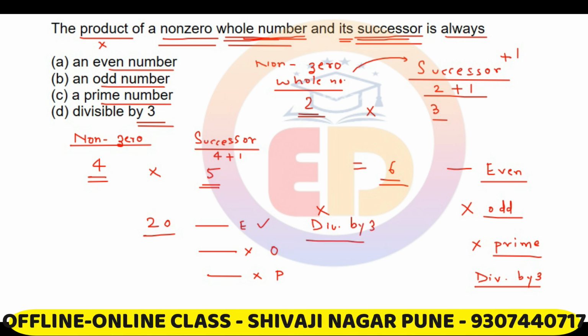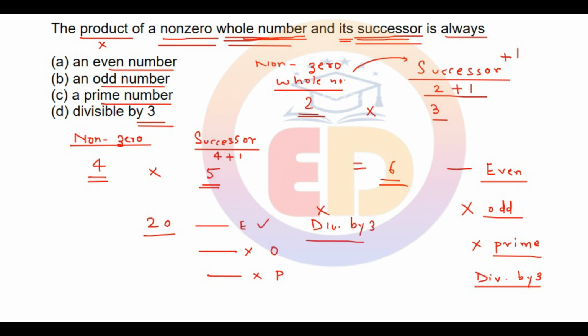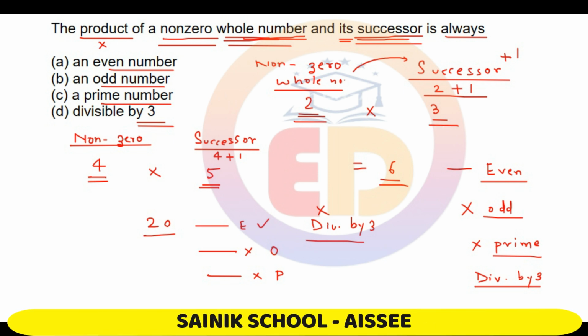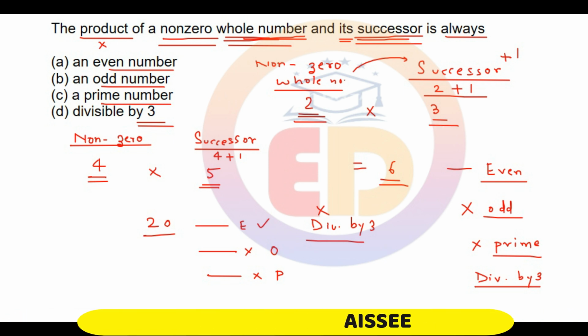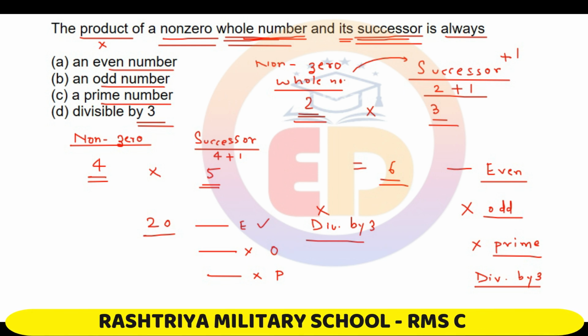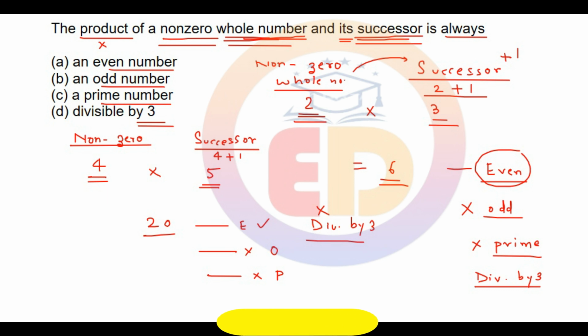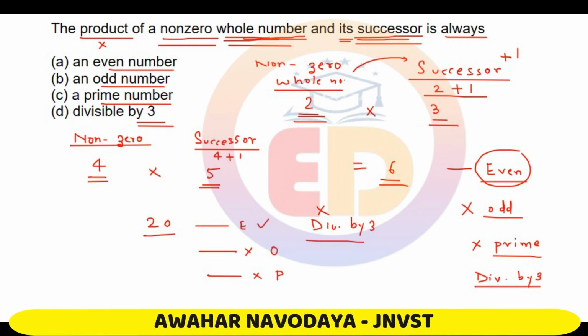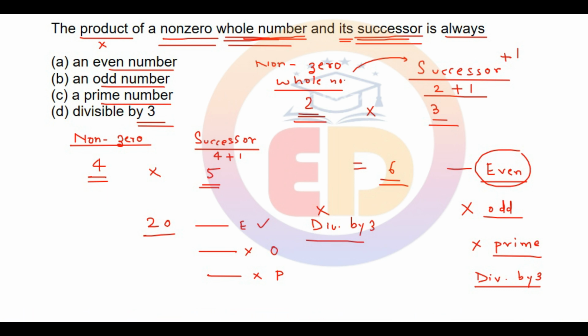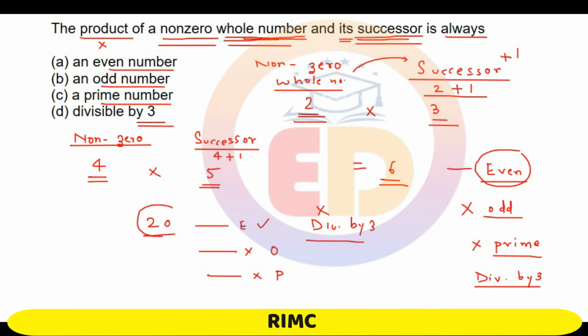So I see in both the cases, when I take a non-zero whole number 2 and its successor and multiply them, or when I take 4 and 5 and take their product, the first option is coming correct in both the cases, that we are getting an even number. If I take 2 and 3 or if I take 4 and 5, I am always getting an even number. So that will be my answer, option number A.